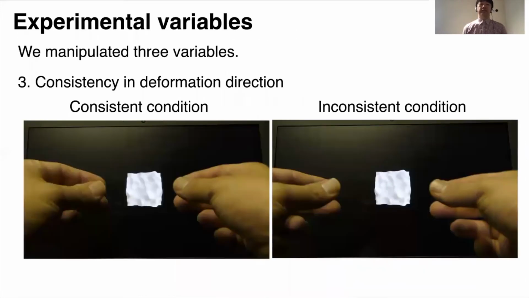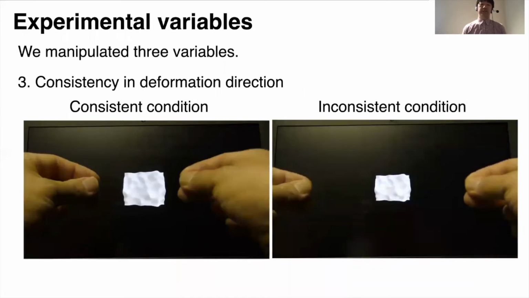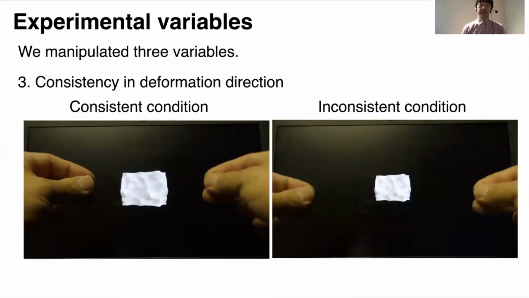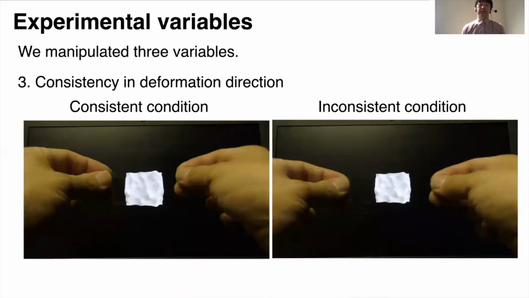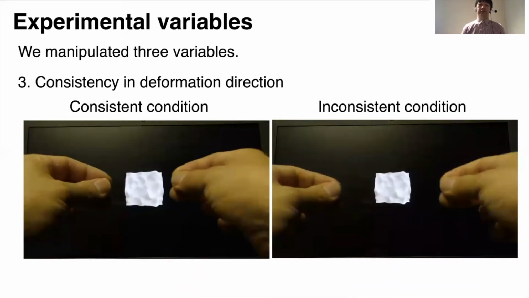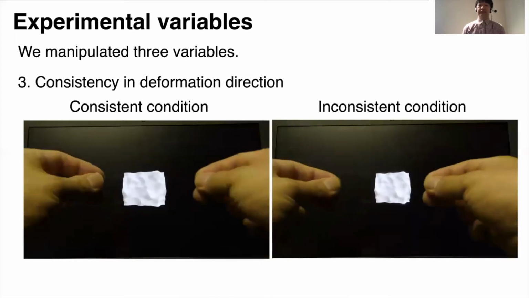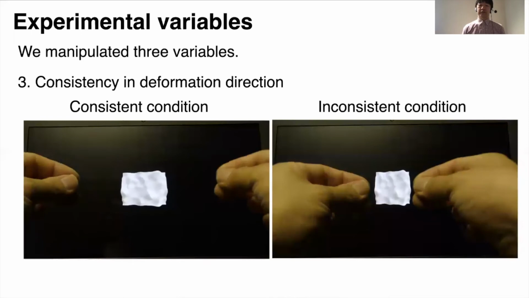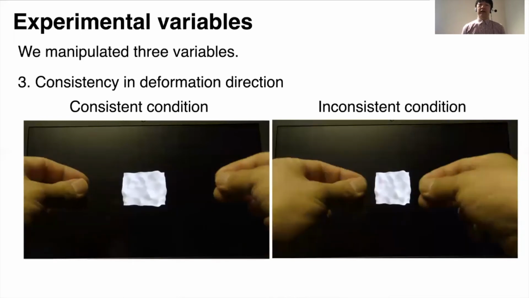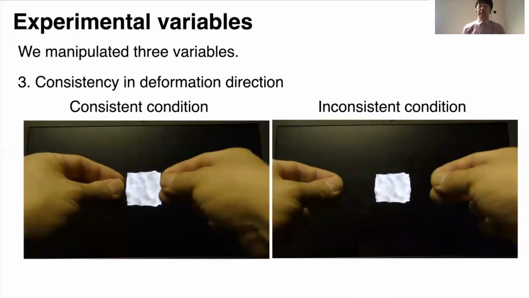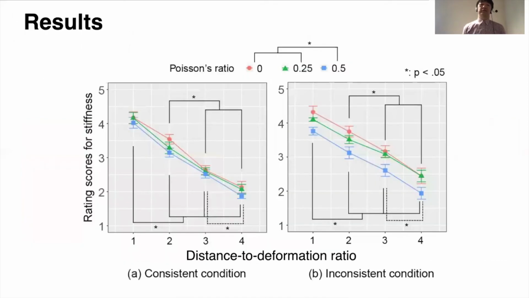The third variable was the consistency in the deformation direction. In the consistent condition, the horizontal hand motion produced a horizontal stretch, whose magnitude was larger than the vertical compression. In the inconsistent condition, the horizontal hand motion produced a vertical compression, whose magnitude was larger than the horizontal stretching. This is the result.